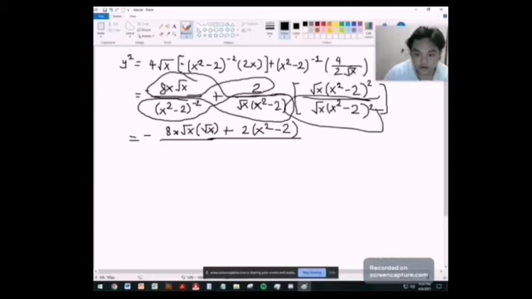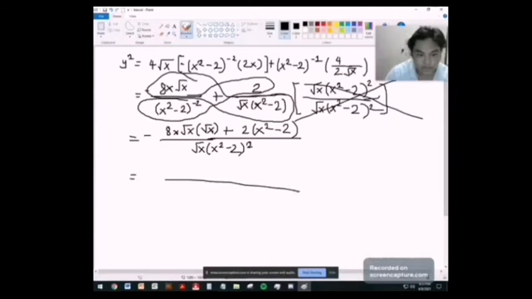We transfer the denominator, we bring this down to the denominator and cancel them out. After bringing this down, we cancel them out. The next step is we multiply negative 8x square root of x to square root of x, which gives us negative 8x squared, and 2 times 2 times negative 2, we get negative 4, and we bring this down to the denominator.